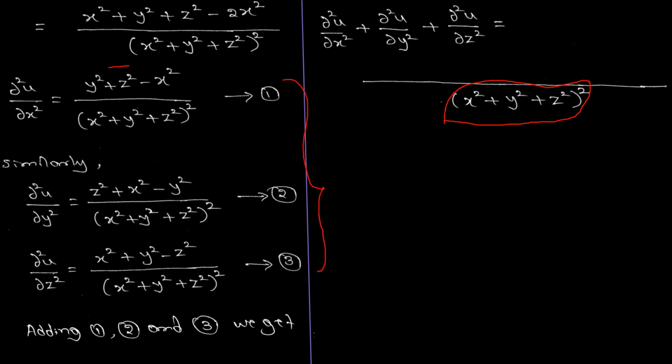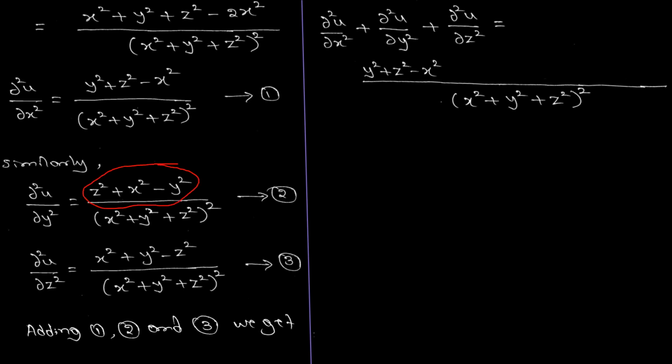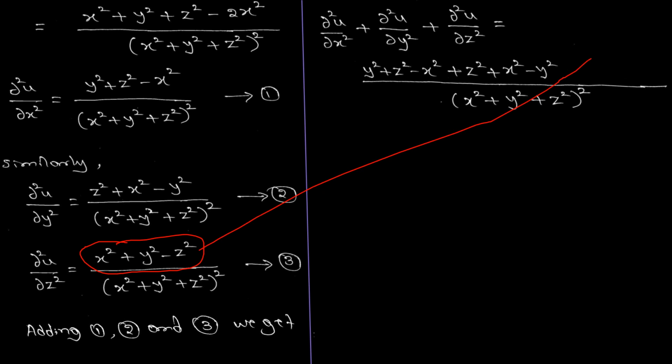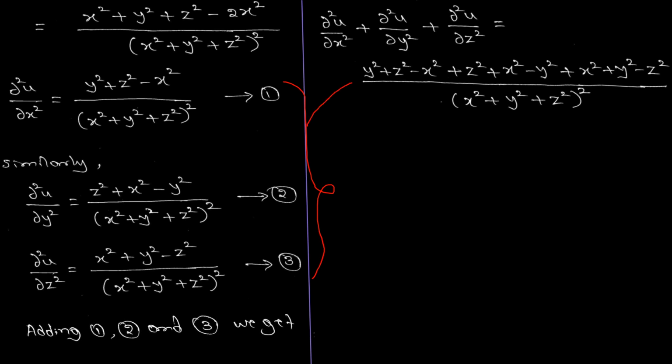Then in the numerator we write this first here, then we write plus this term, then plus we write this term. We have added all the three equations to get this by taking LCM. Now you can observe here, minus x square plus x square gets cancelled, plus y square minus y square gets cancelled, z square and minus z square gets cancelled.